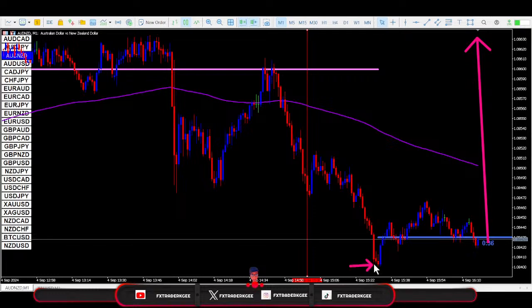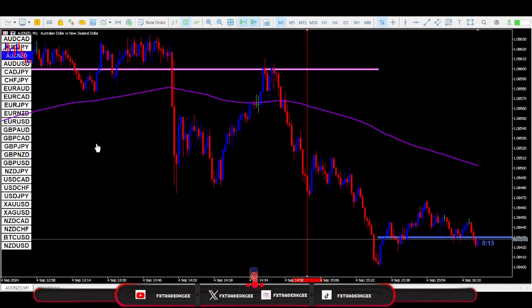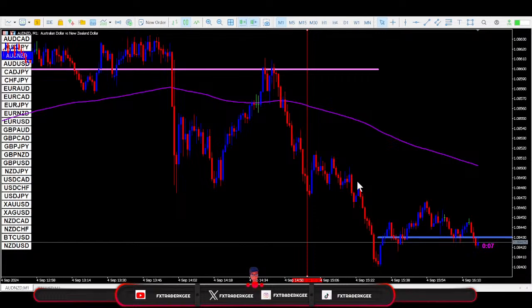If this low is not broken, and if it breaks, definitely it will have to go and do what? Reset. If this level is broken, price will go back and make a reset. Now, if this level holds, then we should be or could be looking for a buy opportunity for Australian dollar versus the New Zealand dollar in this regard. And that explains the second one.